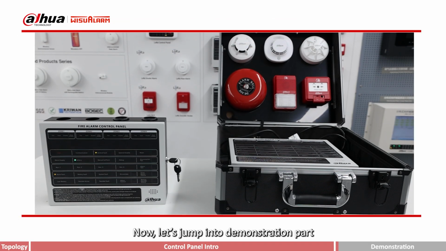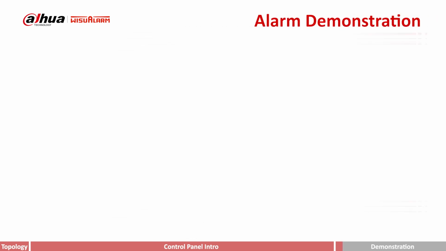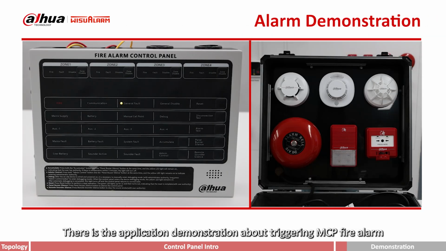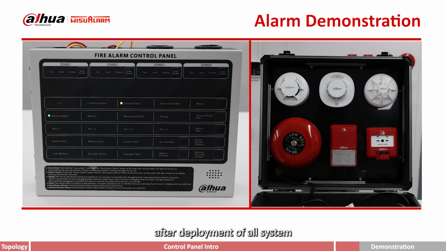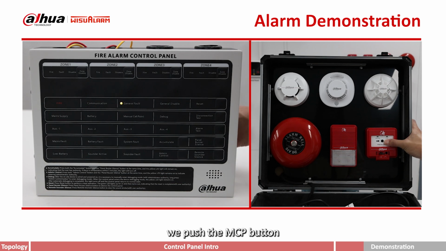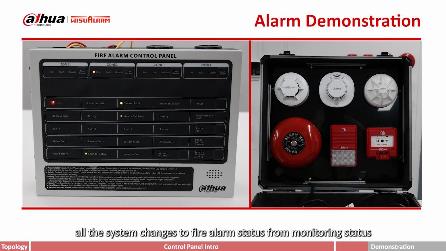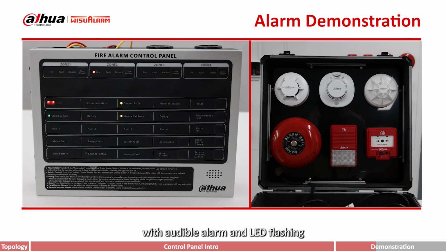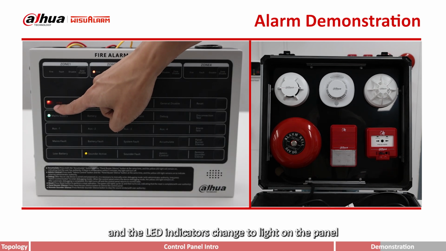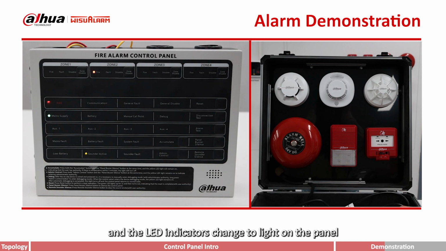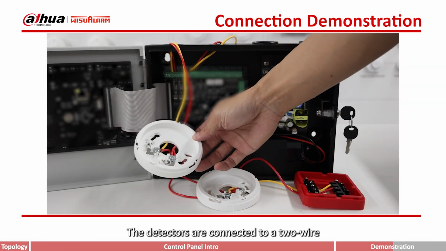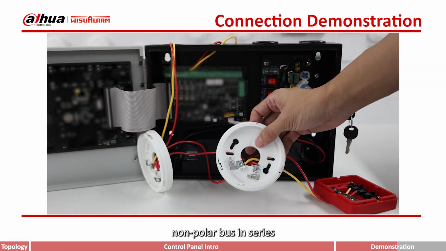Now, let's jump into the demonstration part. There is the application demonstration about triggering the FACP fire alarm after deployment of the whole system. We push the FACP button. All the system changes to fire alarm stage from monitoring stage with audible alarm and LED flashing, and the LED indicator changes to light on the panel. The detectors are connected to a 2-wire, non-polar bus in series.